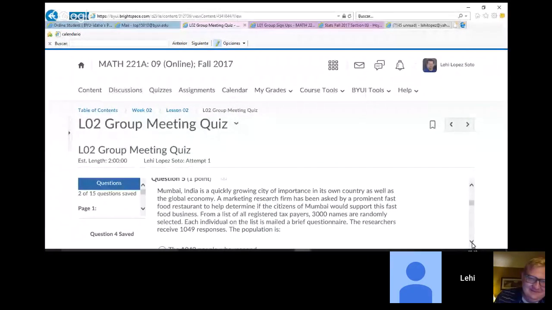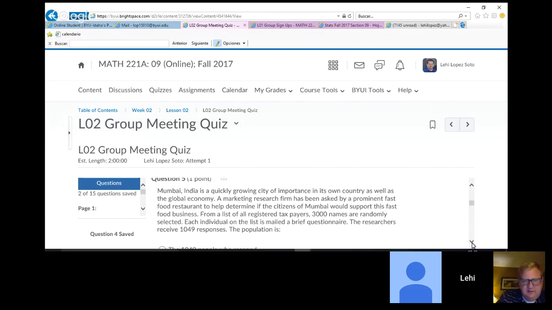Mumbai, India is a quickly growing city of importance in its own country as well as the global economy. A marketing research firm has been asked by a prominent fast food restaurant to help determine if the citizens of Mumbai would support this fast food business. From a list of all registered taxpayers, 3,000 names are randomly selected. Each individual on the list is mailed a brief questionnaire. The researchers received 1,049 responses. The population is, okay, let me think on this.